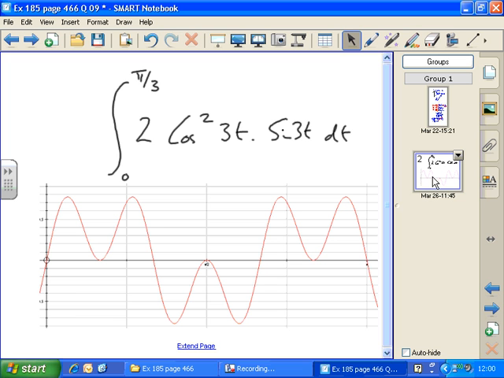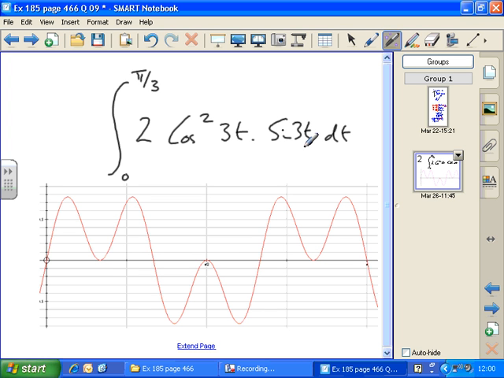Have a go at this question now. Integrate between 0 and pi over 3 this wave function 2 cos squared 3t sine 3t. If we look at this, if the sine of 3t is 0, the whole thing is going to be 0. So this term here, the sine of 3t, is going to determine my limits in a way. When 3t equals 0, then that gives us our limit. So it will equal 0 at 0 and also at pi. So when 3t equals pi, y equals 0.